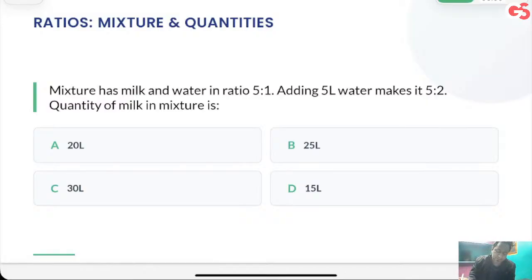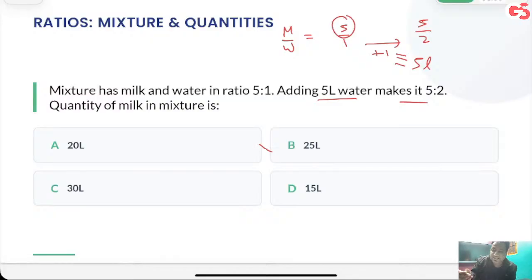Milk and water in the ratio 5 is to 1. Adding 5 liter water makes it 5 is to 2. Wow, this is brilliant. So milk upon water was 5 by 1 and then it became 5 by 2. Now see, milk has not changed. Only water has changed. By how much? By 1 unit. So this 1 unit is equivalent to 5 liters in the real world. Baat hi khatam ho gayi hai. To agar ek barabar hai 5 ke, to milk 5 barabar hoga 25 ke. And that's the answer.